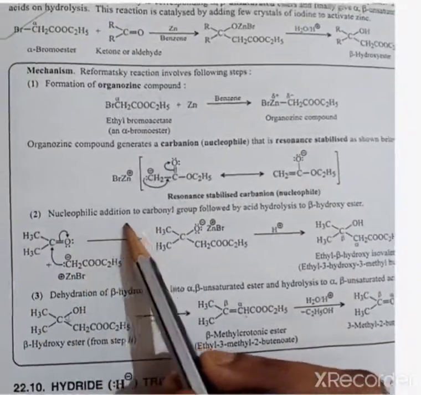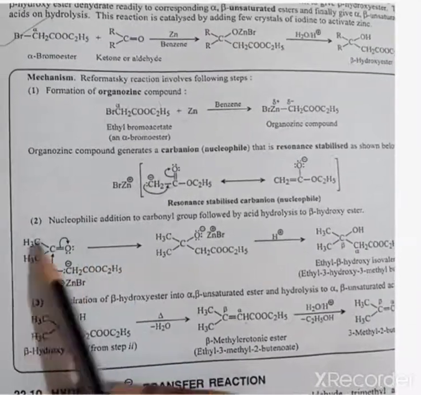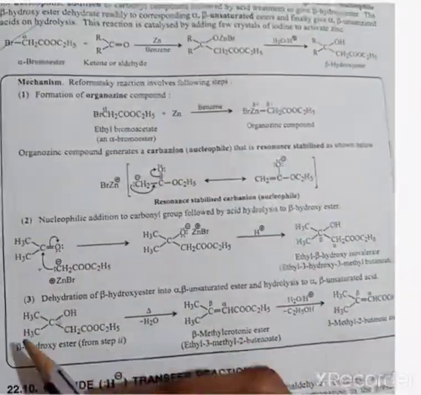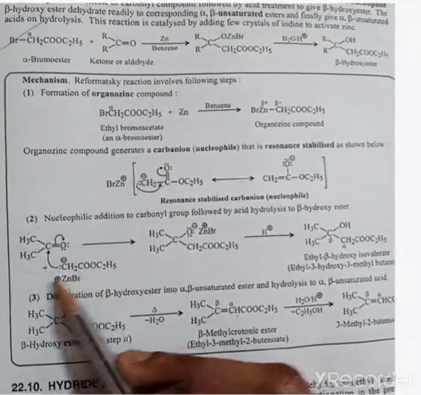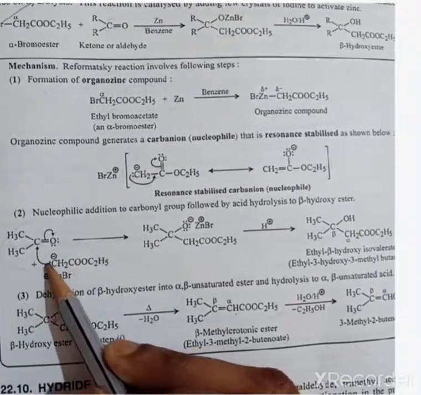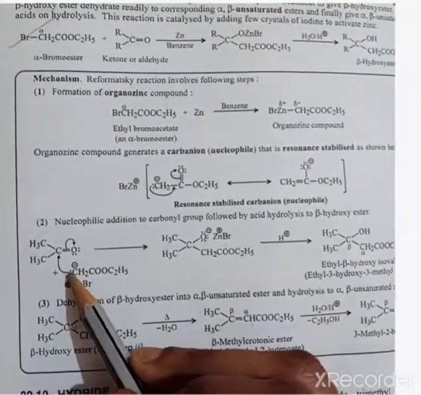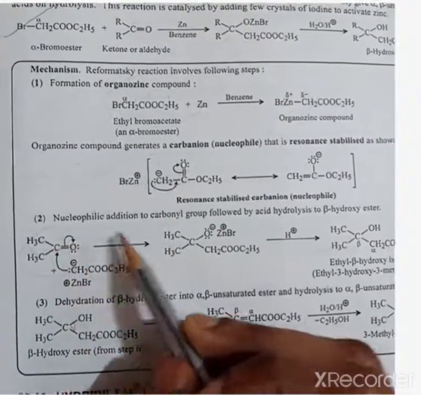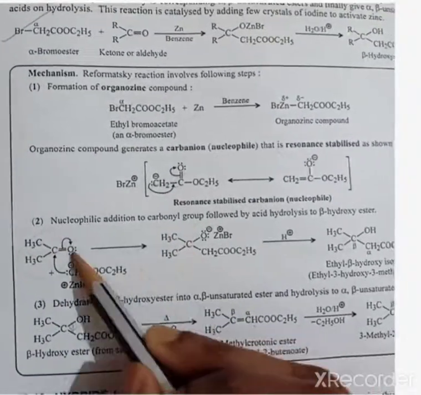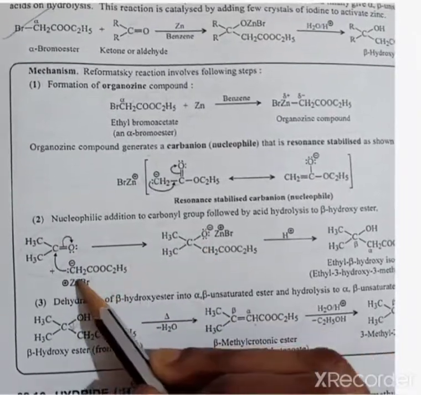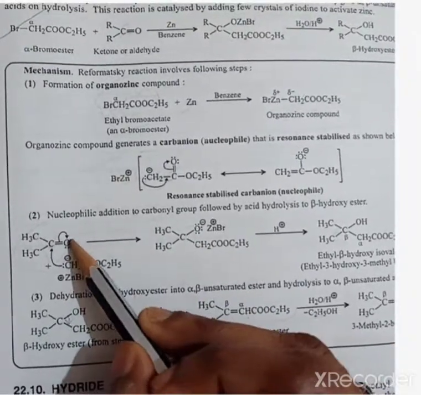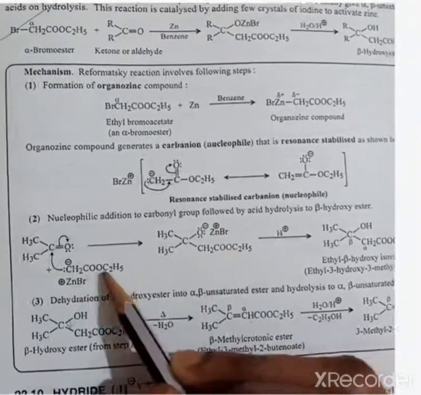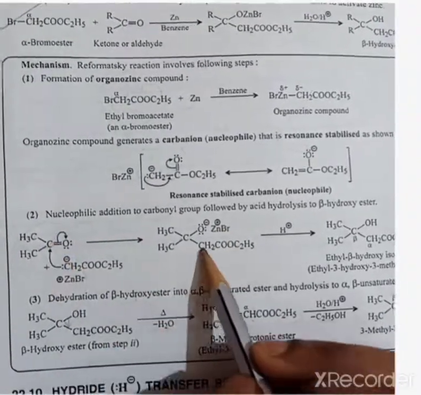Second is nucleophilic addition to the carbonyl group, followed by acid hydrolysis of the beta hydroxy ester. Here one ketone group, and again the alpha bromoester. It contains 2 lone pair of electrons, and here also 2 lone pair of electrons, so these 2 lone pair of electrons directly attack in this reaction. Here the double bond becomes a single bond. See the CH3 C, here the single bond O bond Zn. Here the ZnBr directly attacks in this reaction because O contains a minus charge and here a plus charge. So the minus directly attacks the plus charge CH2 COOC2H5.